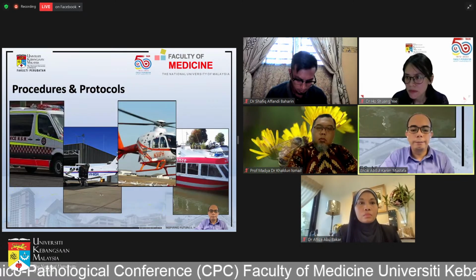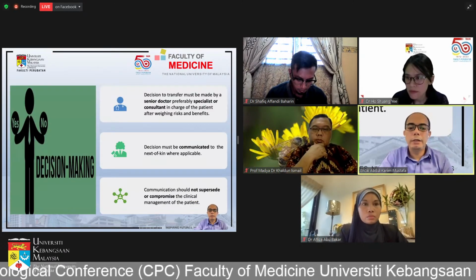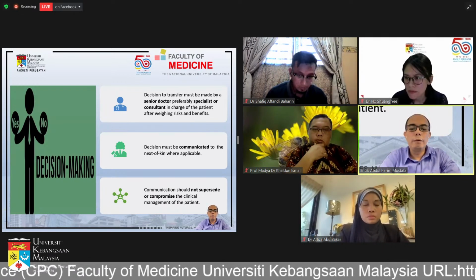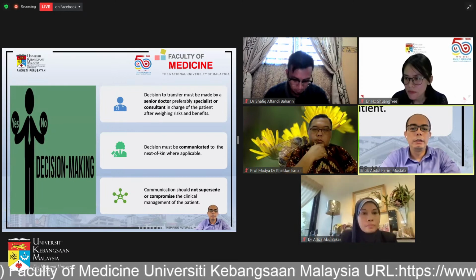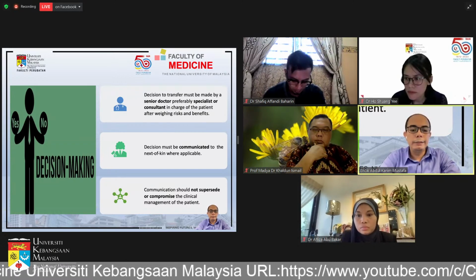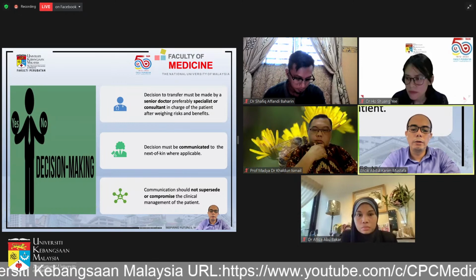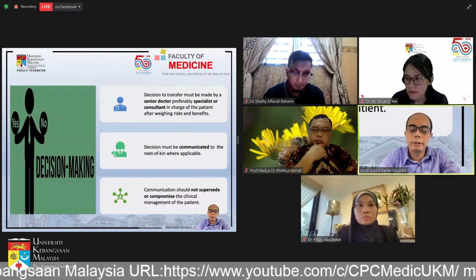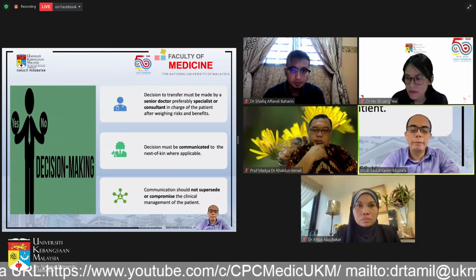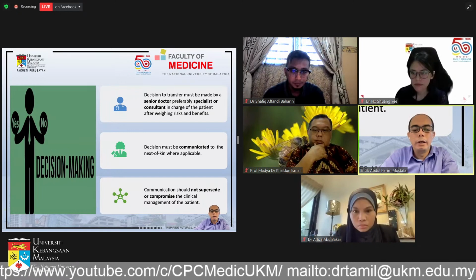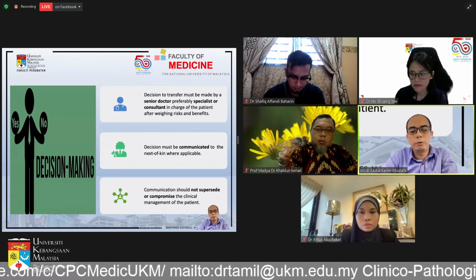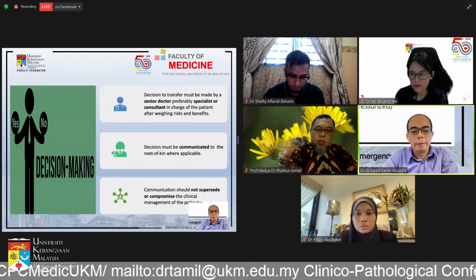So procedure and protocol. The decision must be made by the senior doctor or senior physician or specialist or consultant in charge of the patient, weighing the risk and benefit of the transfer. And the decision must be communicated to the next of kin where applicable. Some studies say there is frustration from the next of kin because they are not informed about the transfer process. And the communication should not sustain or compromise the clinical management of the patient. So this is an important thing for the physician to remember, the steps you should follow before transferring the patient.